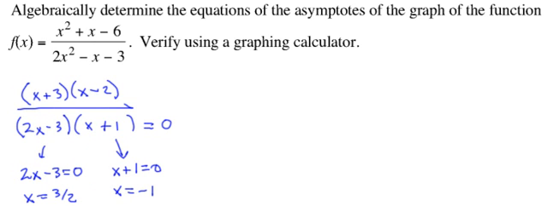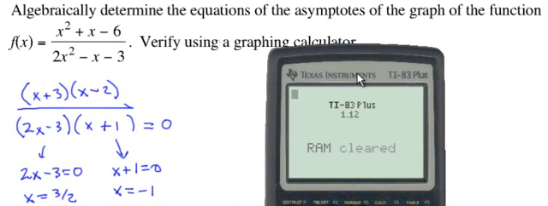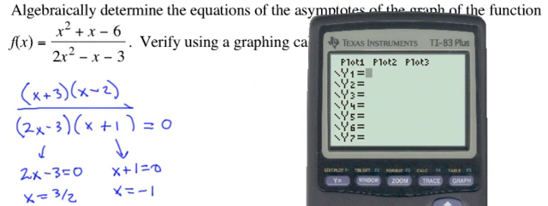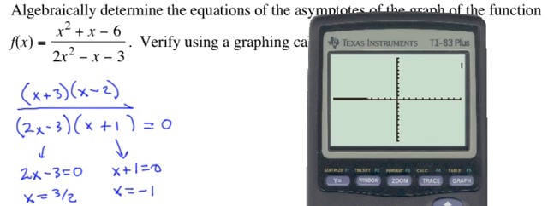Let's see if that actually works. If it doesn't, I'll have some explaining to do. So here is a Graphing Calculator, and into it we put x squared plus x minus 6 divided by 2x squared minus x minus 3. Graph. There's an asymptote. There's another one.